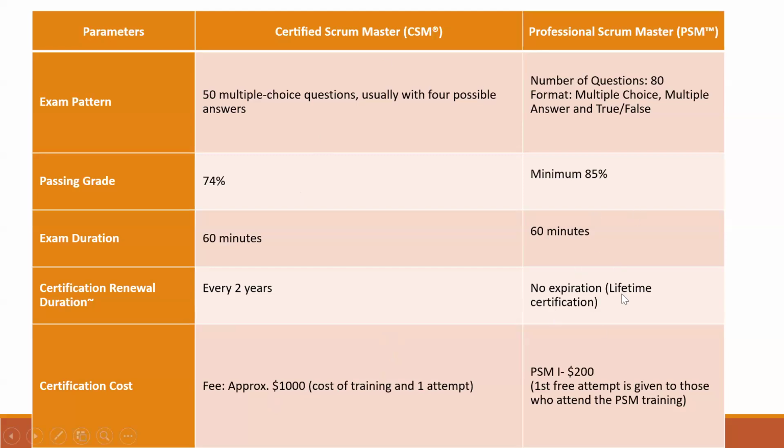On the expiry part, PSM does better, because we need not worry. Once you do the PSM, keep it aside and do something else. You need not go every 2 years and renew it. So PSM stands out in that. Both are equally valid and perfectly eligible for you to become a Scrum Master.